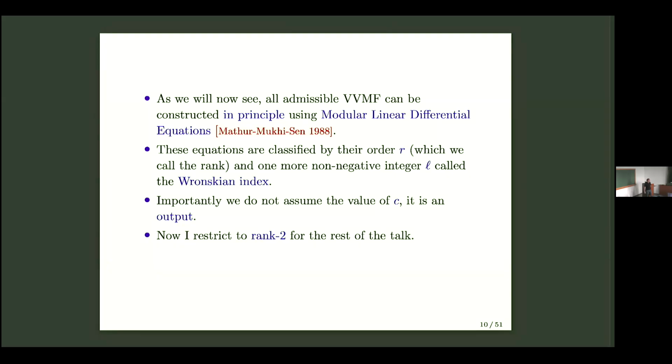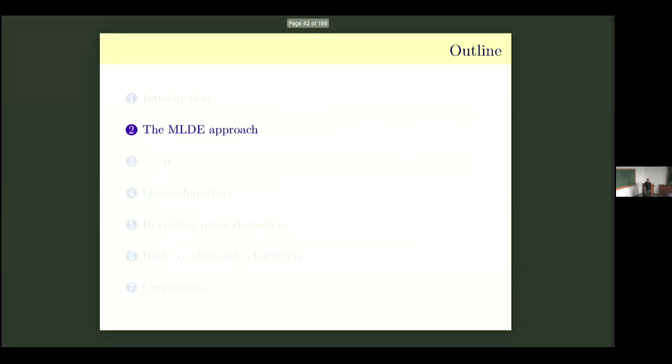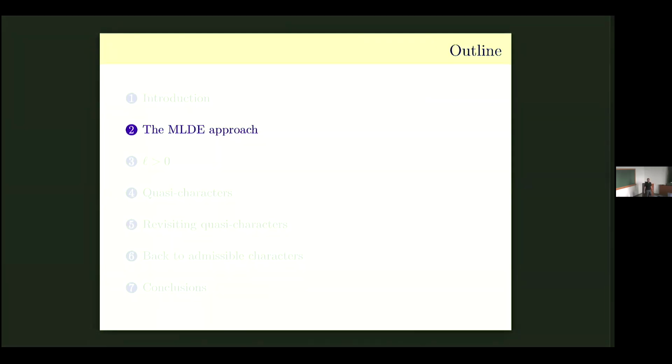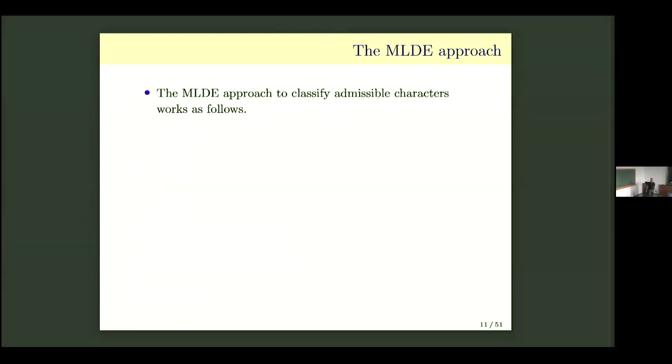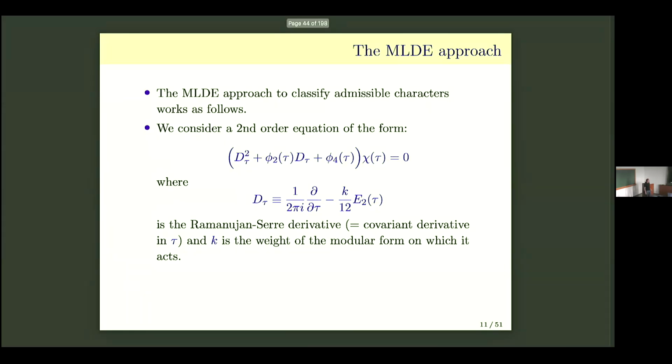If people are interested later, I can tell you what little is known for higher ranks. Something is known, a fair amount is known for ranks 3, 4, and 5. And after that, essentially not much. That also mirrors what is known in modular tensor categories. They are completely classified up to rank 4 only as of now. Okay. So here's the approach.